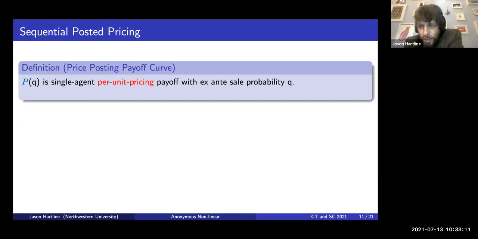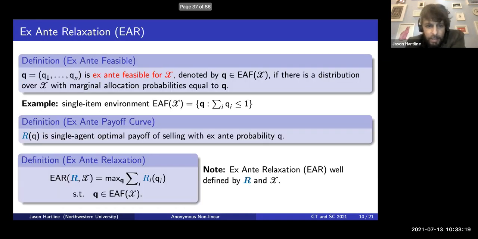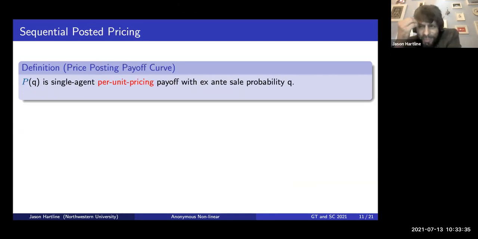So that's what happens if I run the optimal mechanism for a single agent. What happens if I restrict myself to posted per unit prices? On the previous slide, I said R of Q is the revenue from the single agent optimal mechanism that sells with some ex ante probability Q. And this could do some crazy thing, like offering lotteries or something weird. What if I do something really simple? What if I just offer this agent a per unit price such that the probability that a random agent from the distribution buys is Q.